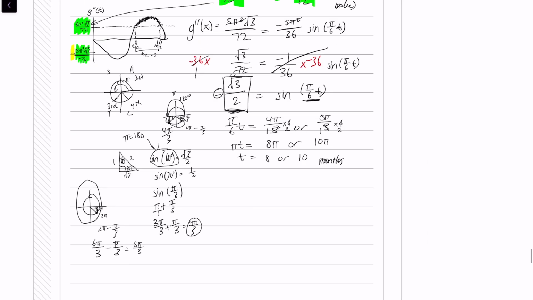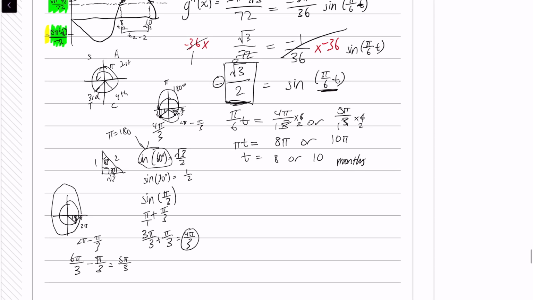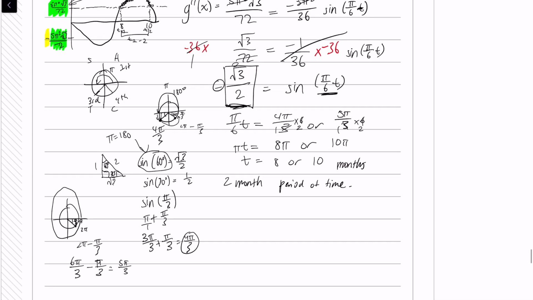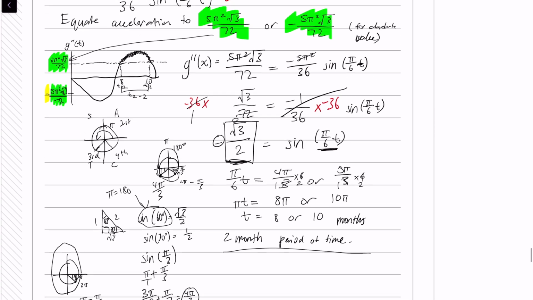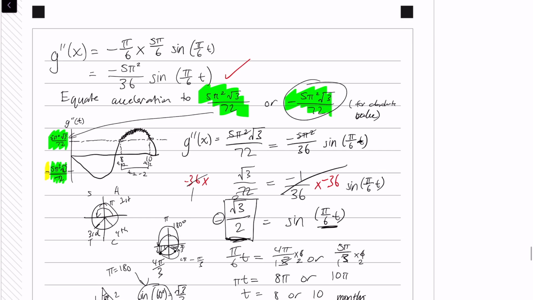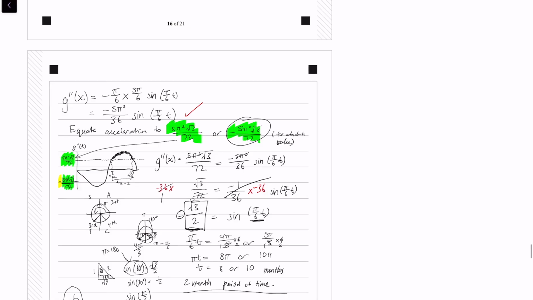So 8 to 10, that's simple, just 2 months. Okay, so in here we have a 2-month period of time as one of our factors there. But then we also need to consider again this one now, so the negative version.